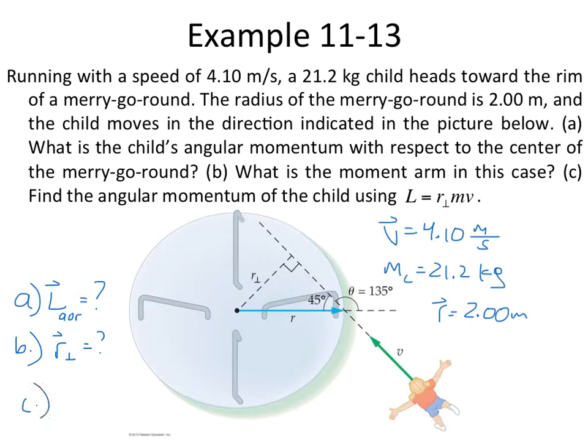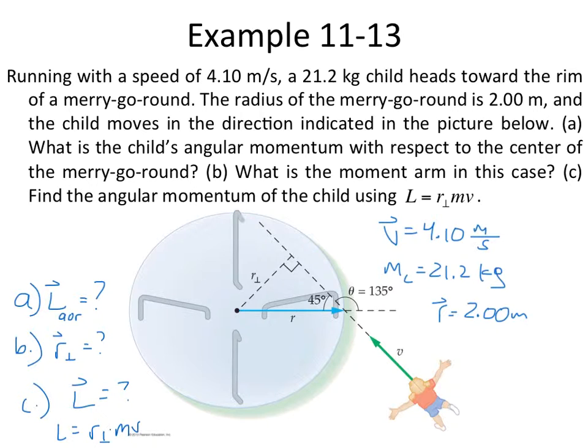And part C, we're being asked to find what is the angular momentum. Well, it's the same thing really as this right here, but we're going to find it a little bit differently just to confirm that you can find it a couple of different ways. So L equals moment arm times mass times velocity.